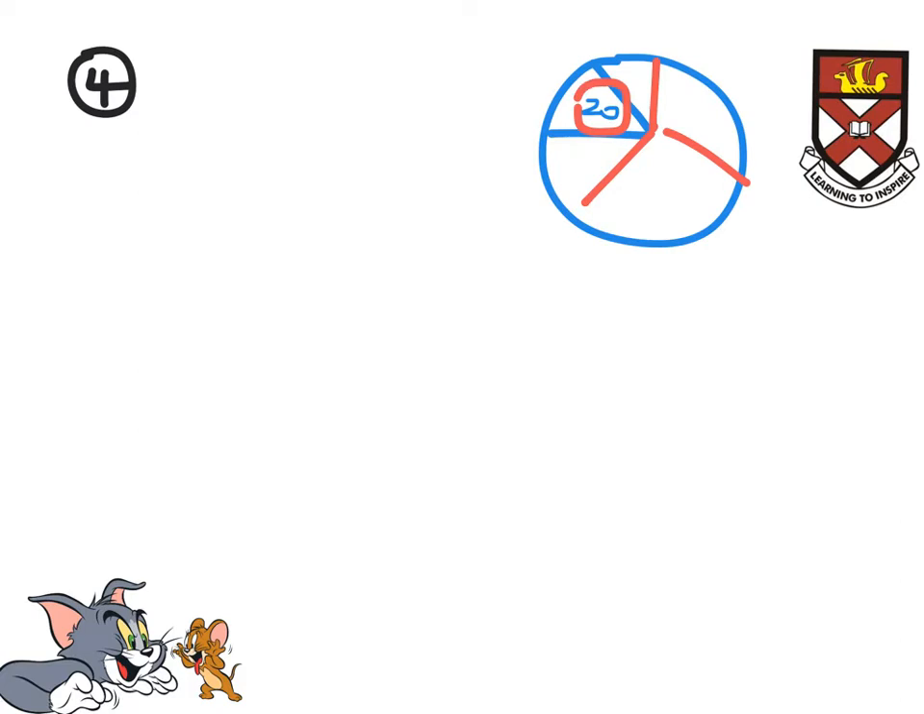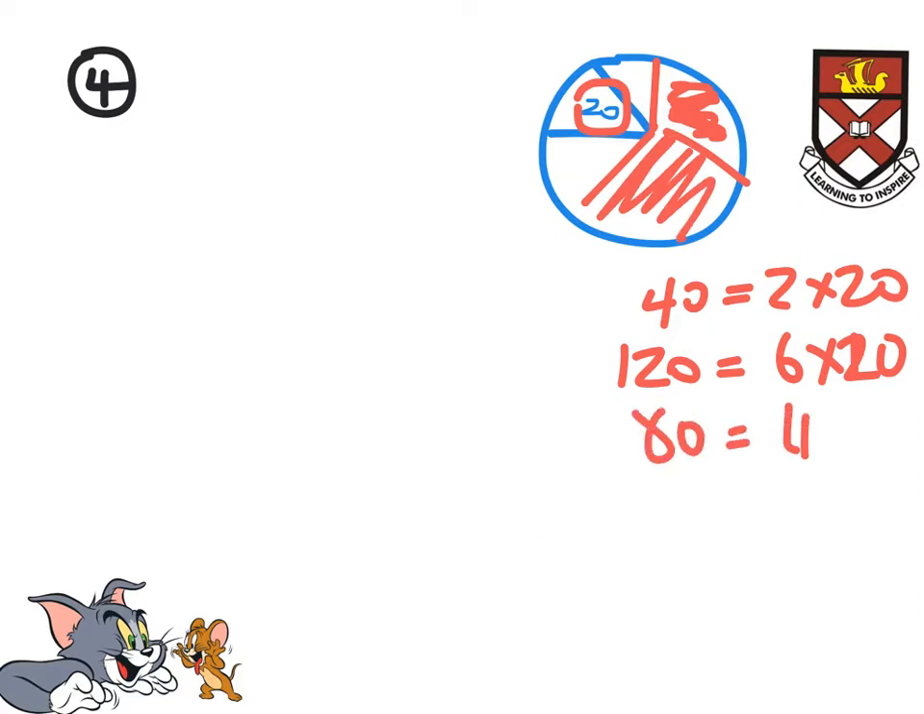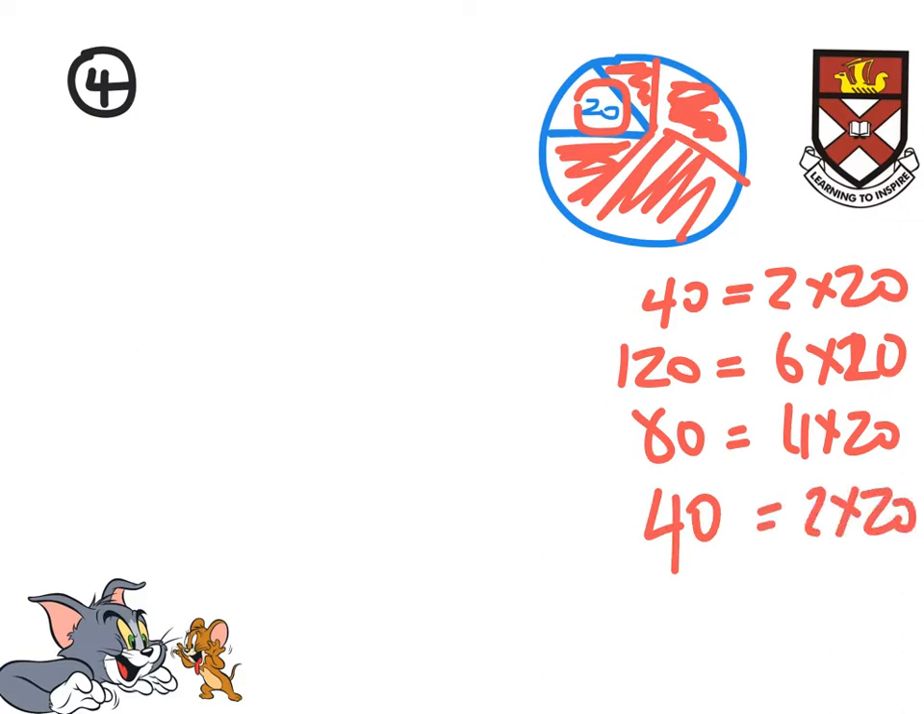Why am I interested in that? Because 40 is 2 lots of 20. Okay, so we know what this one now is. 120 is 6 lots of 20. So I can work out this one. 80 is 4 lots of 20. So I can work out this one. And then last to the little one that's up the top there, 40 is 2 lots of 20.